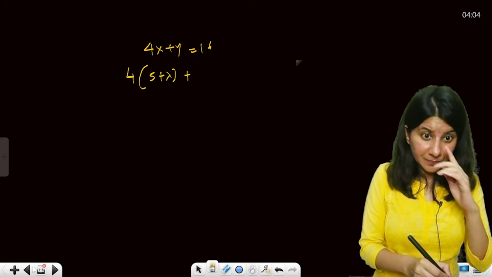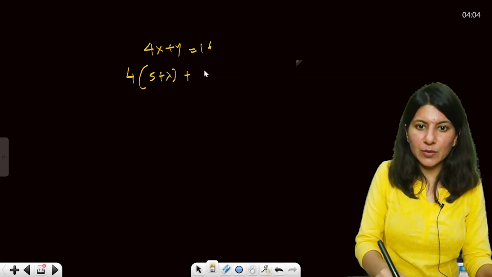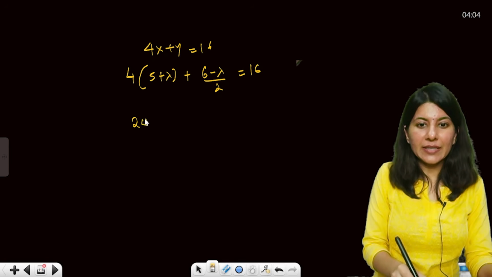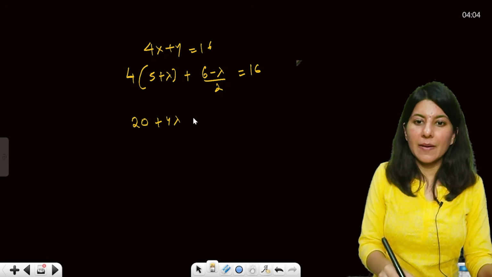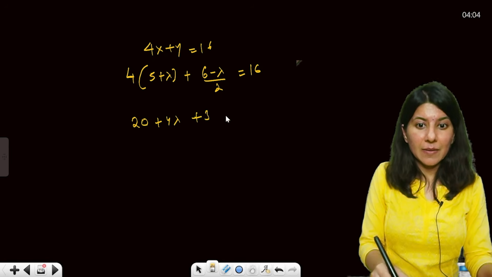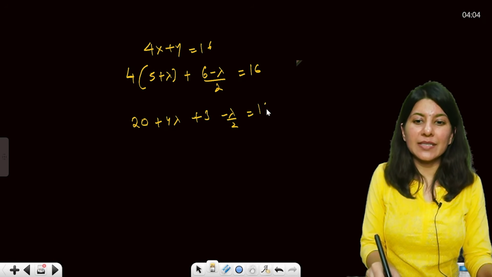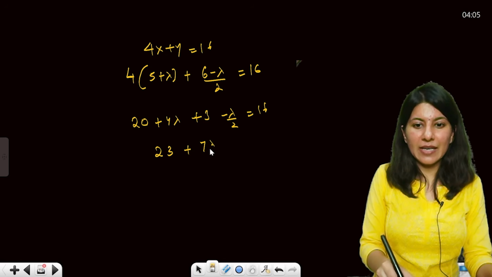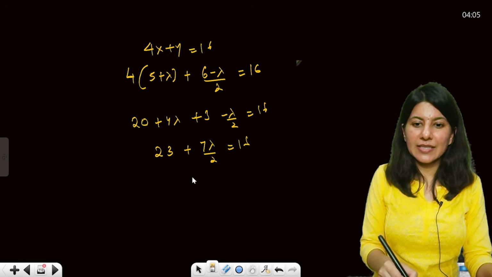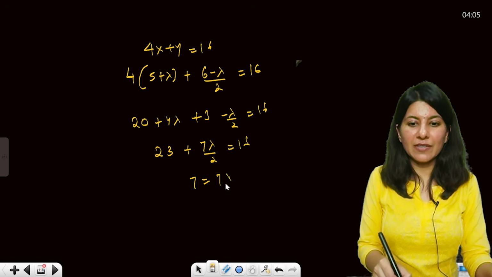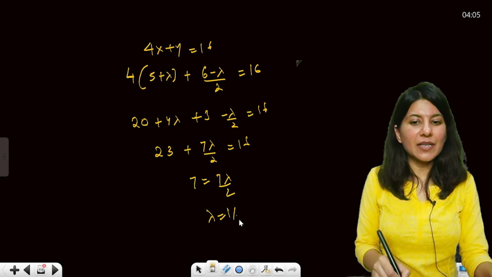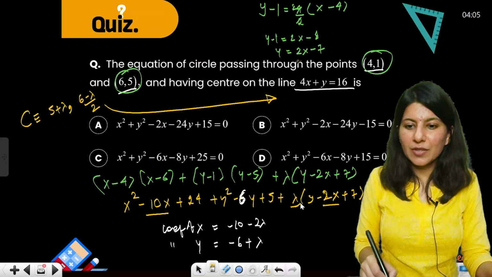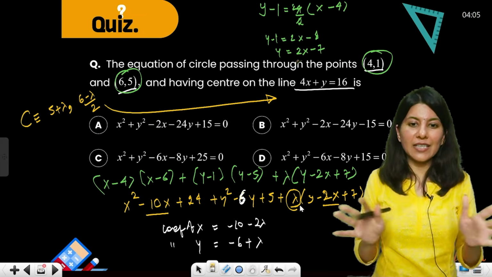Y will be 6 minus lambda by 2, equals to 16. 20 plus 4 lambda plus 3 minus lambda by 2 equals to 16. So 23 plus 7 lambda by 2 equals to 16. So 7 is equals to 7 lambda by 2. Lambda is coming out as half. The moment you get your lambda, you are done, na? Just put this value of lambda over here, get the equation.